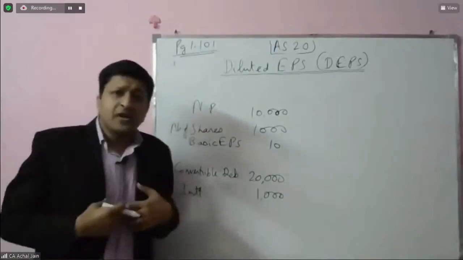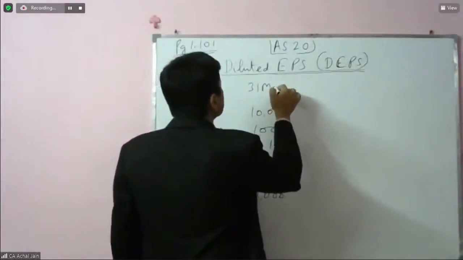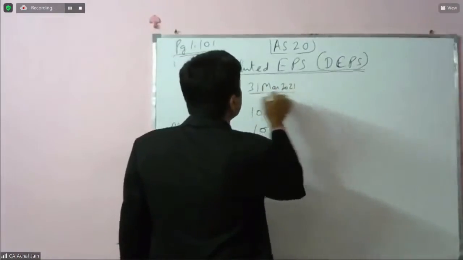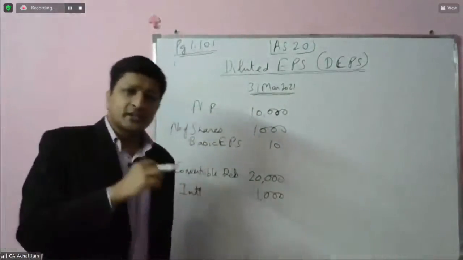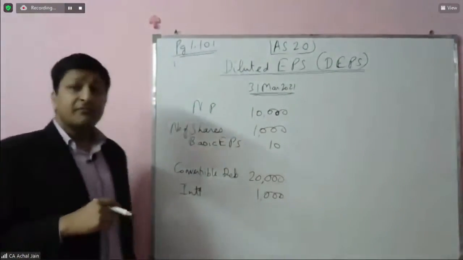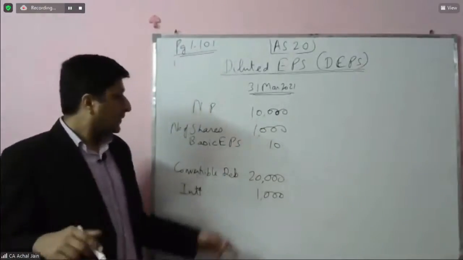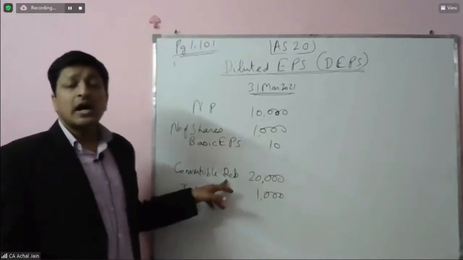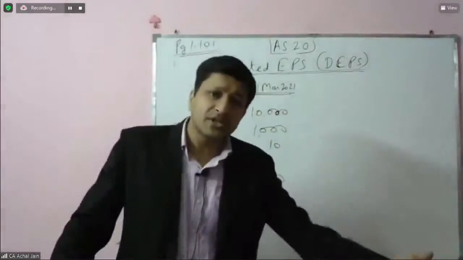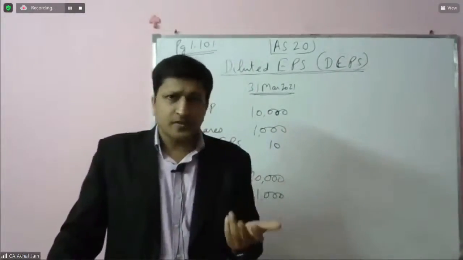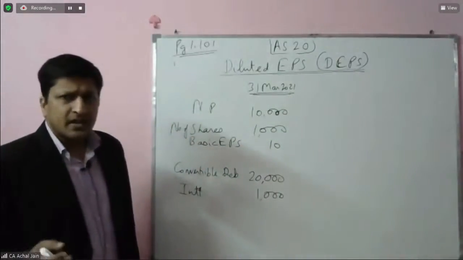Today itself, say we are on 31st March 2020, we need to check what will be the impact on the EPS if these debentures are converted into equity. Why? Because they have the potential to become equity shares as per the terms which are attached. Correct? So now, let's understand what we're doing.